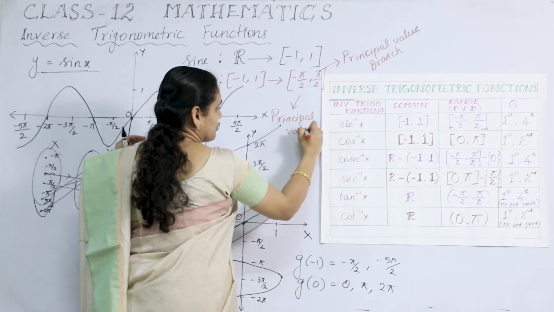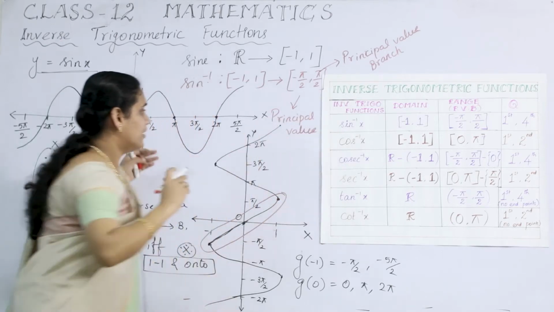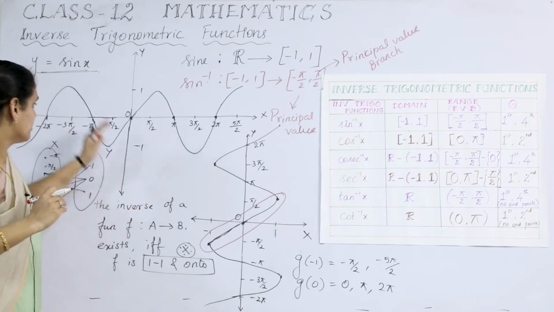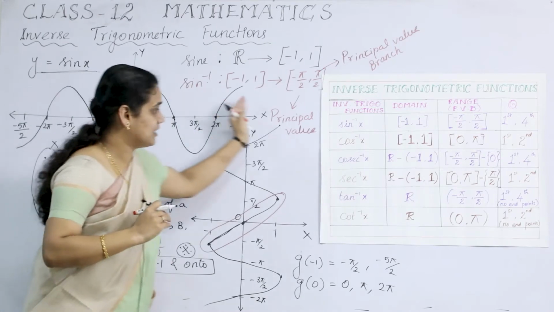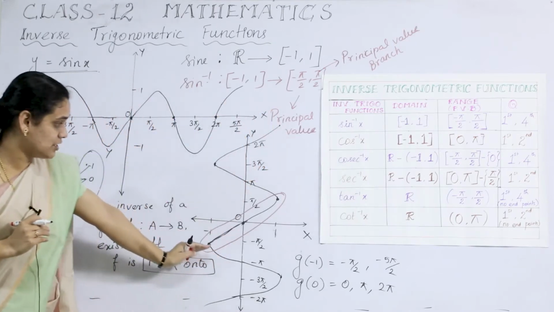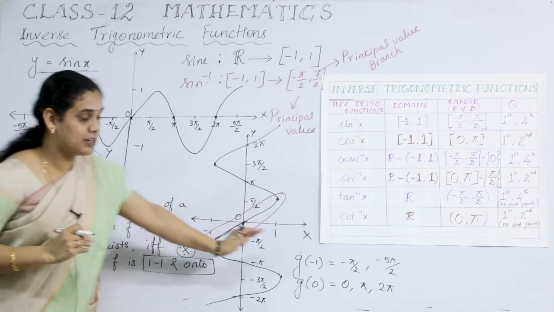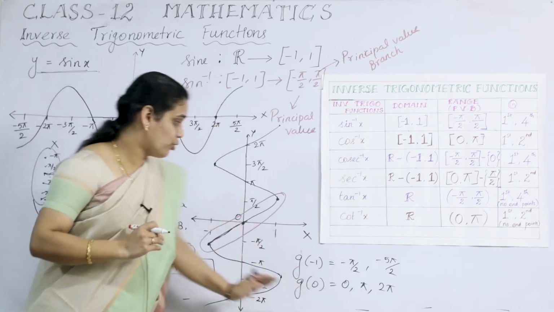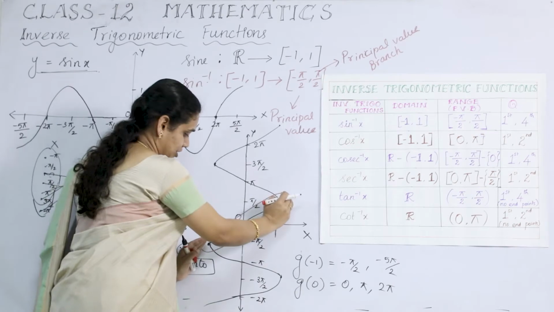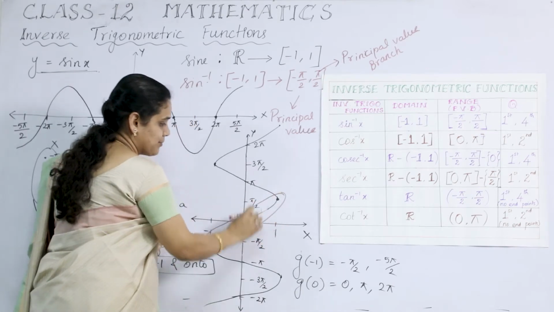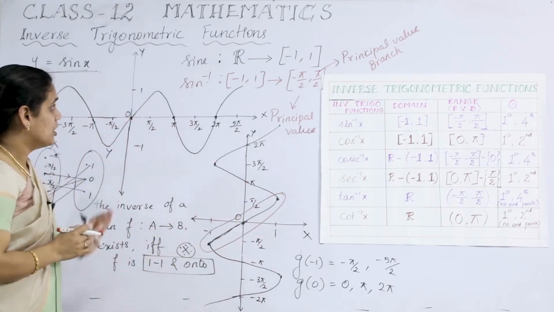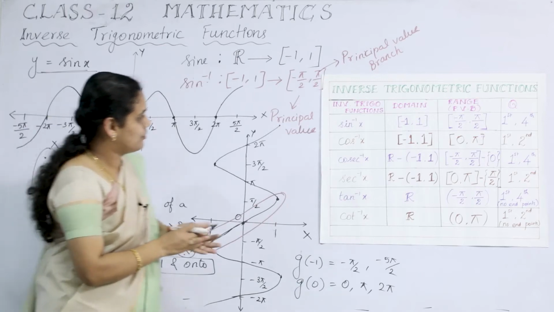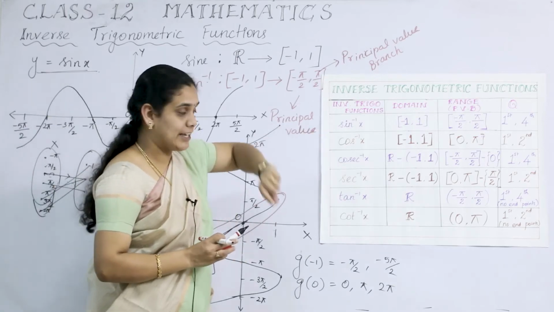Principal value. So here I repeat it once again. If you take the entire domain to define the sine inverse, we cannot define it because it becomes not a function. Therefore, we restrict the domain to a particular interval. So we take only minus pi by 2 to plus pi by 2. Similarly, you can define for the other functions also. We cannot take the entire domain.